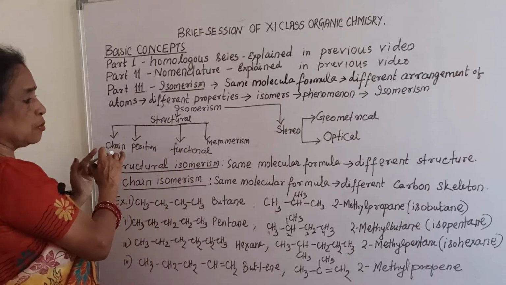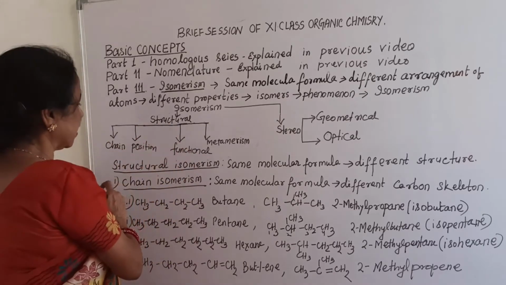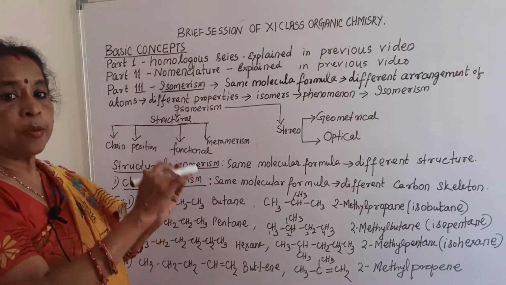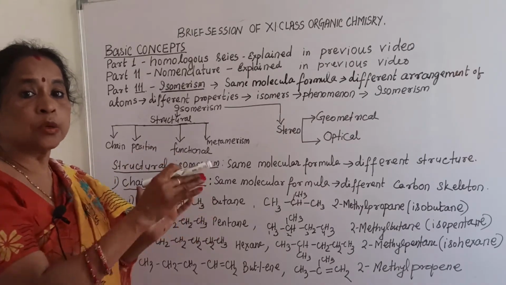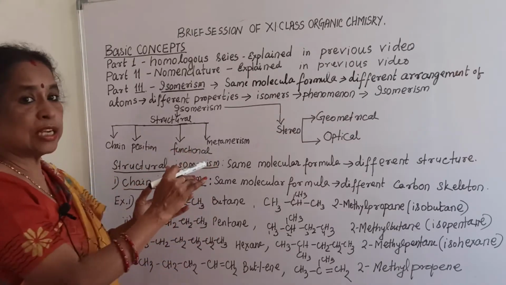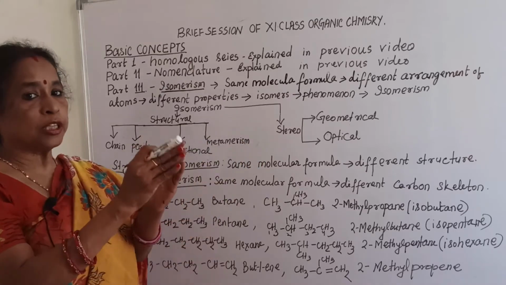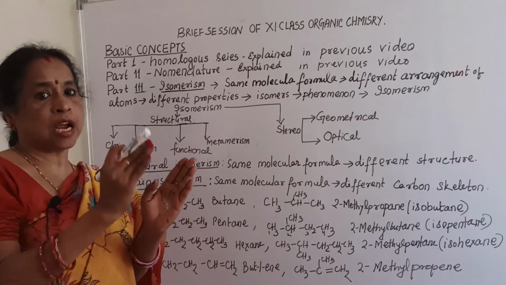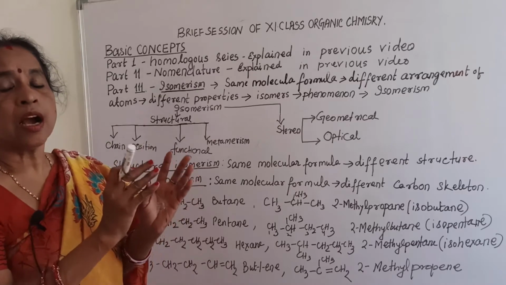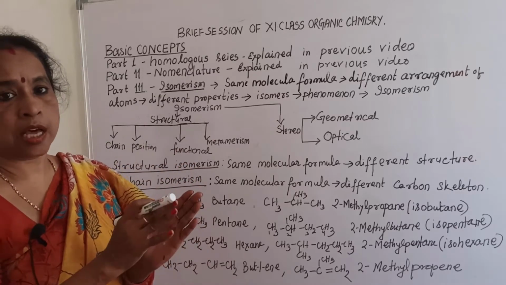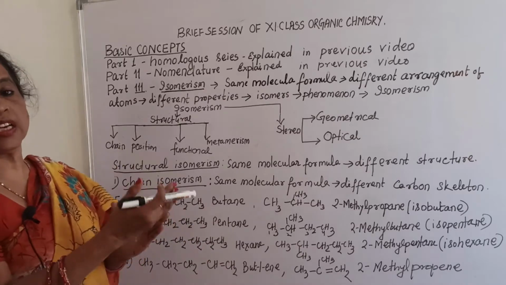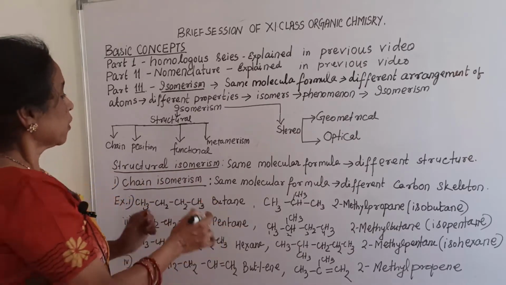In chain isomerism, the carbon skeleton is different. In position isomerism, the position of the functional group is different. In functional isomerism, the functional groups are different. And in metamerism, with the same functional group, the number of carbon atoms on either side of the functional group is different, that is, the alkyl groups are different.